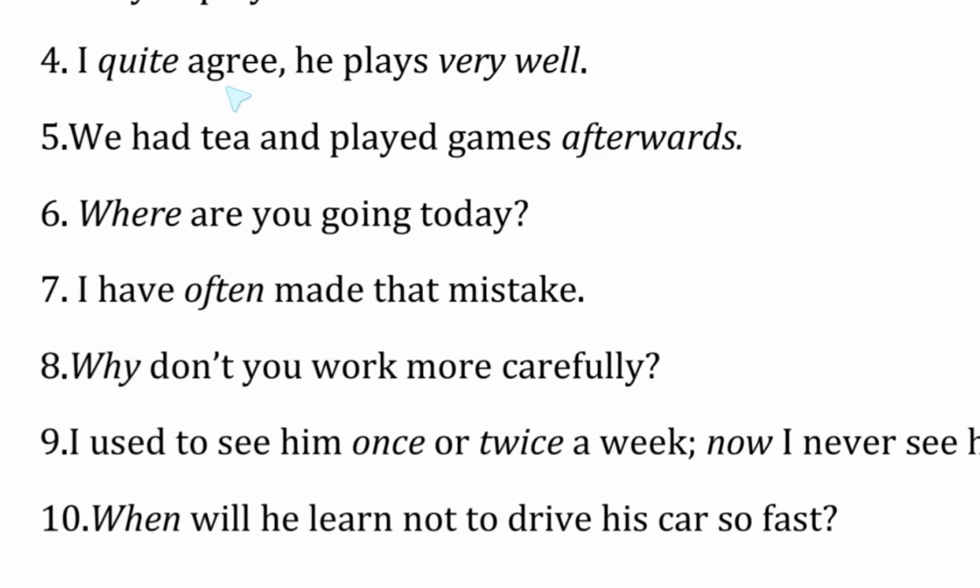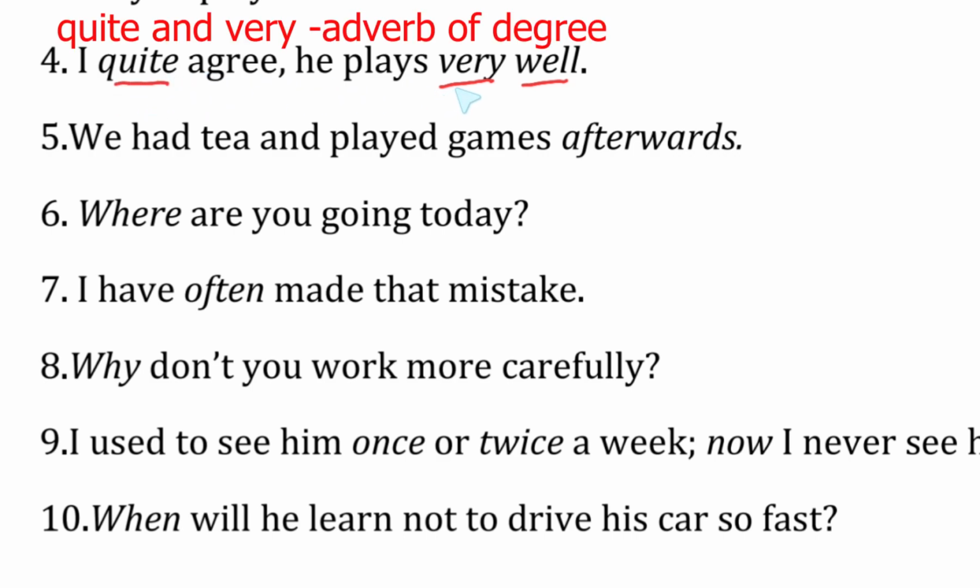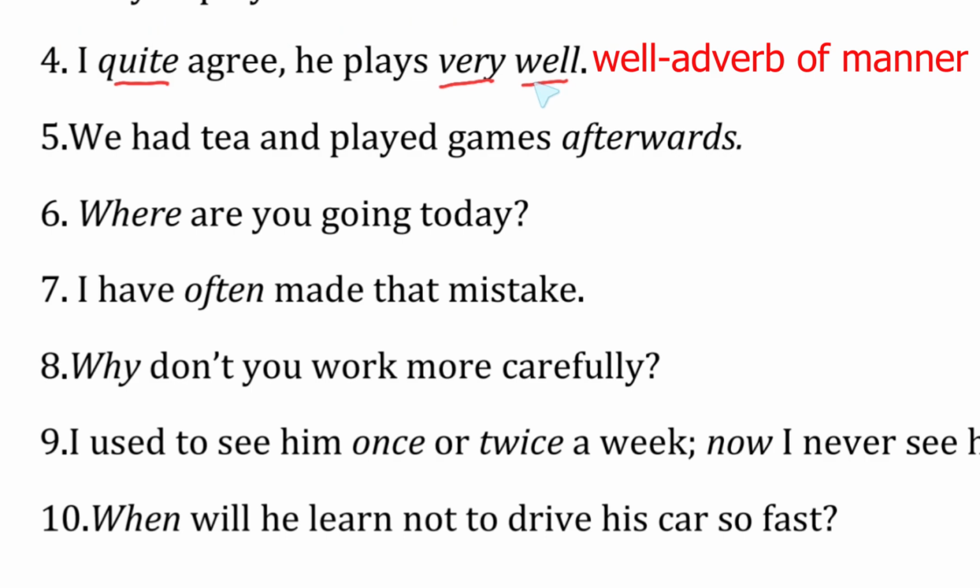Number 4, I quite agree, he plays very well. In this place there are 3 italic words: very, well and quite. Here, quite and very are adverbs of degree. They modify the adverb well to indicate the extent or intensity of one's playing ability. And well in this sentence is an adverb of manner. Why? Because it describes how he plays football.